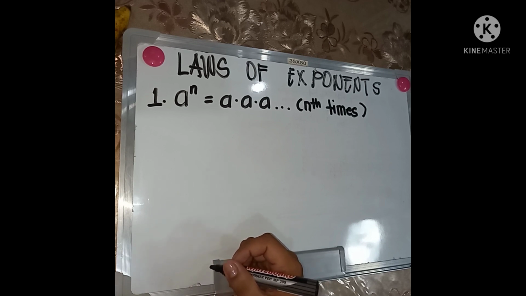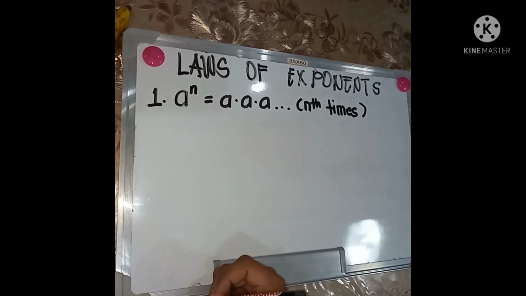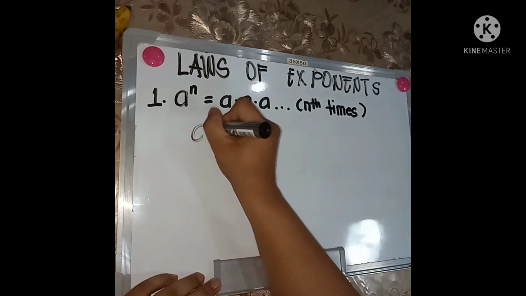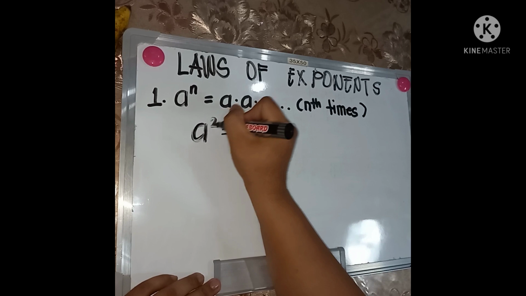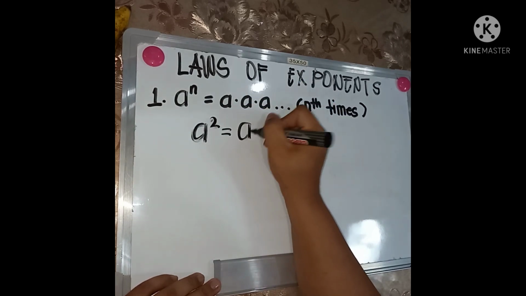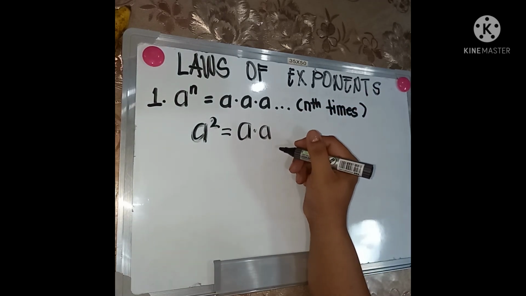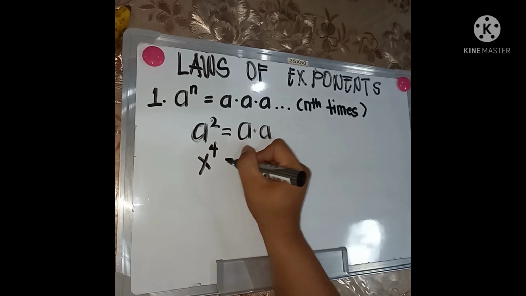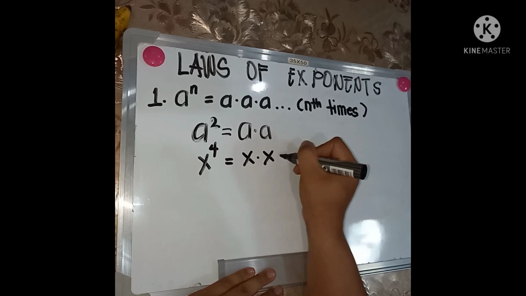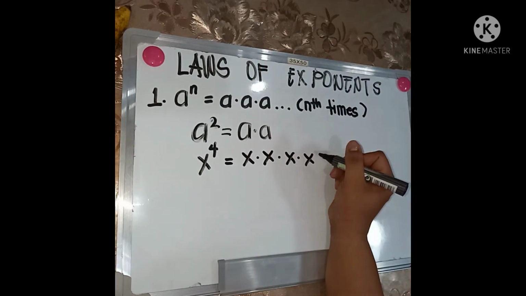The first law states that a to the power of n is equal to a times a, n times. For example, a squared is equal to a times a. Another example, x to the power of 4 is equal to x times x times x times x.